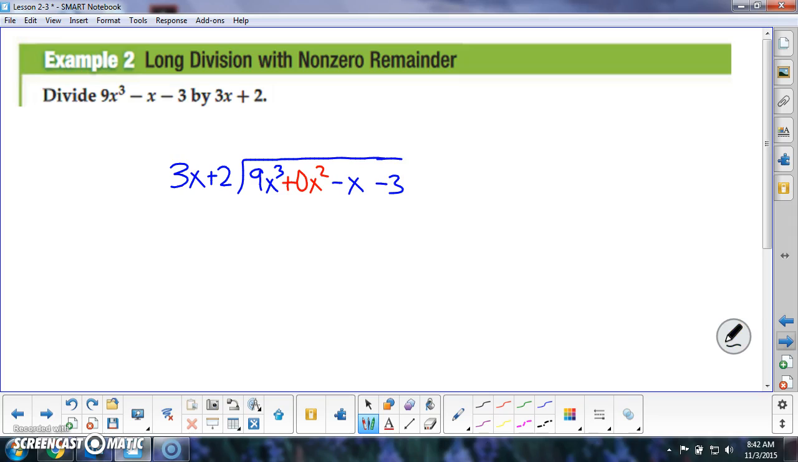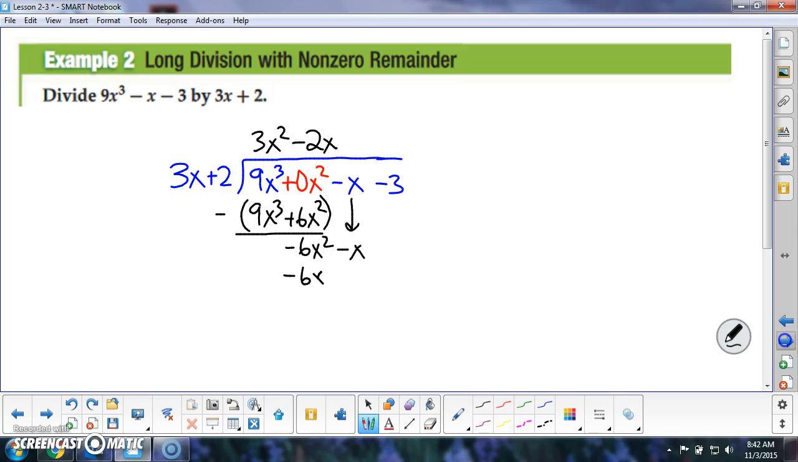So now that I'm set to do the long division, we're going to need a 3x squared from the first term. It gives us 9x to the third plus 6x squared. As we subtract, we're going to get negative 6x squared. Bring down the next term. Minus x. Negative 2x is the next value in my quotient. That'll give me negative 6x squared minus 4x. Subtracting would give me 3x. Bring down the last term. So we get a +1.